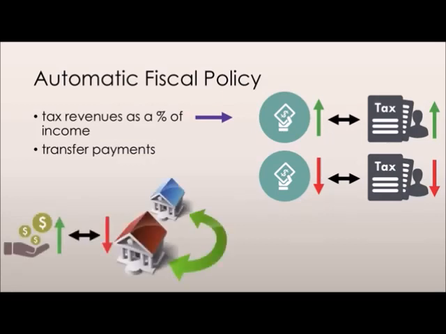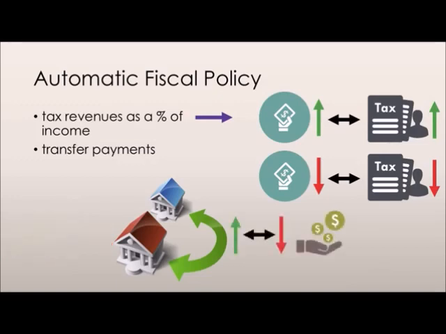The same concept applies with transfer payments. During expansion, when people earn more, the government spends less on transfer payments. During a recession, when people earn less, the government spends more on transfer payments. Taxes and transfer payments are two automatic elements of fiscal policy.